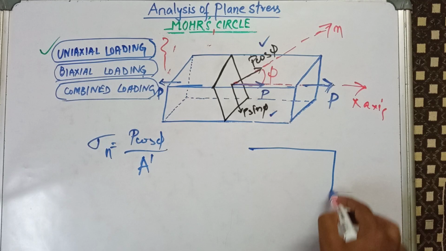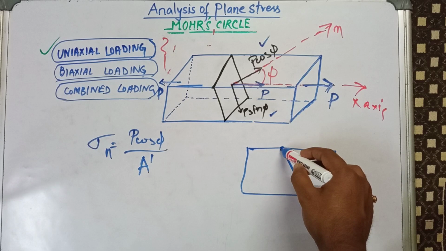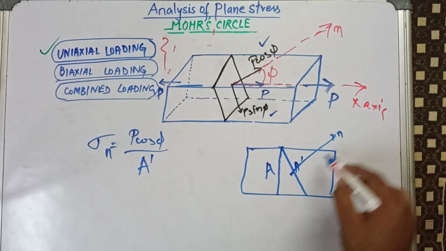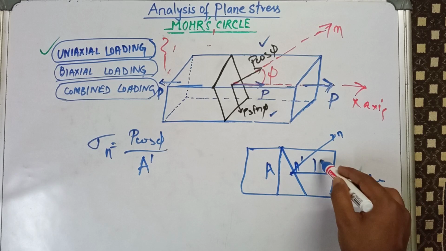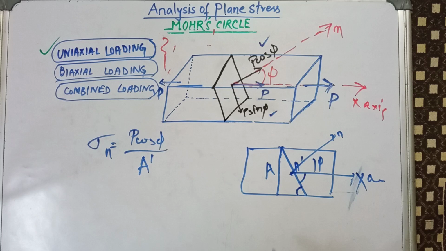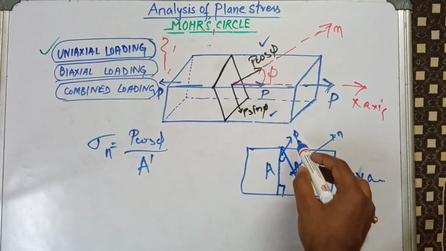See, this is the portion. I'm just drawing the two-dimensional view. This is A, the cross-sectional area. This is A dashed. Try to understand, this was the normal, this is the x-axis, yes or no? This angle was phi, so definitely this angle will be 90 minus phi, because this normal is making 90 degrees with this plane. So this will be 90 minus phi, this is 90, so this will be phi. So if this angle is phi, then A dashed can be written as A upon cos phi.